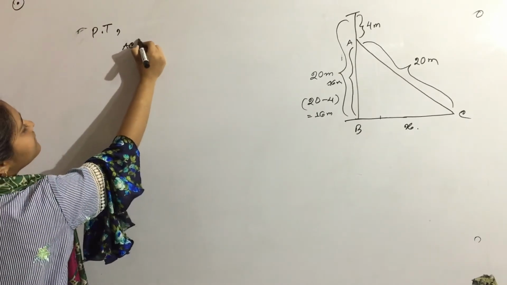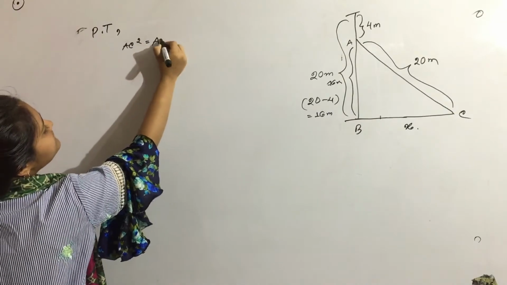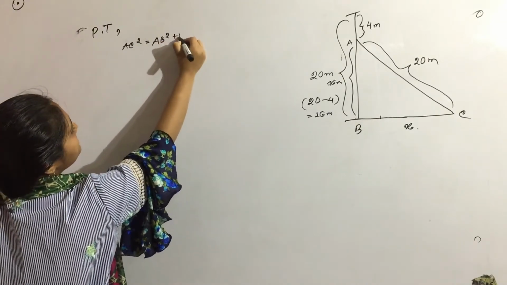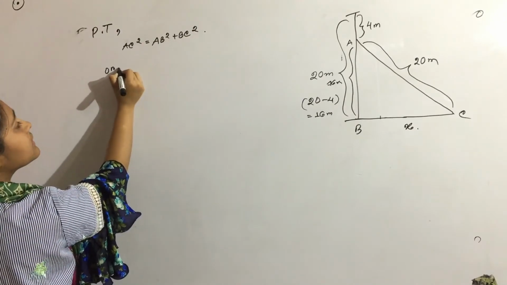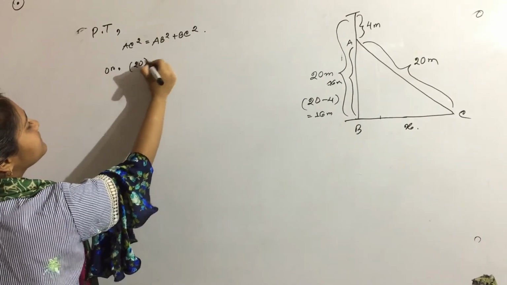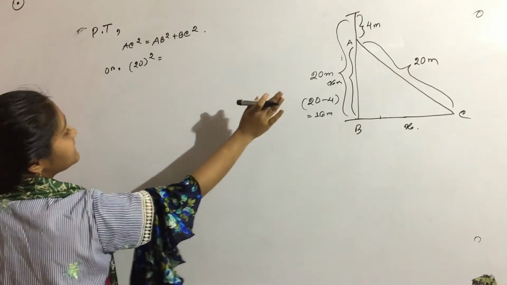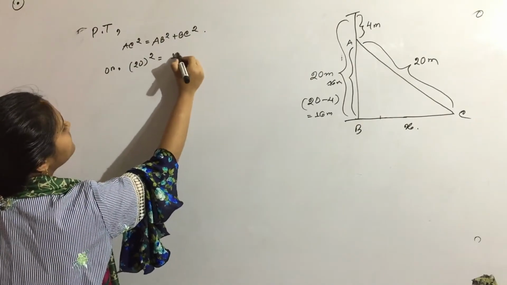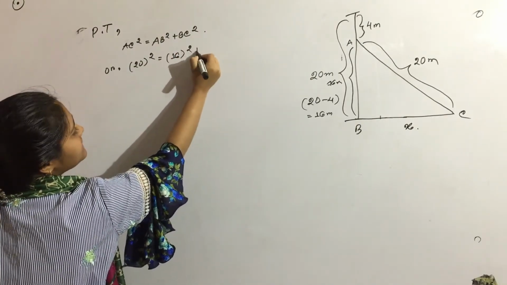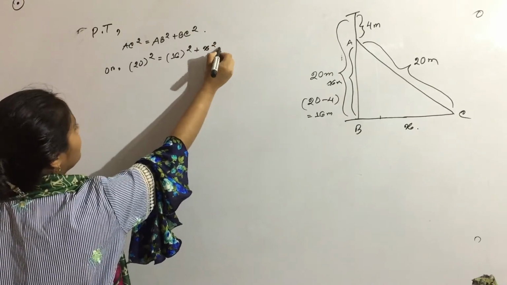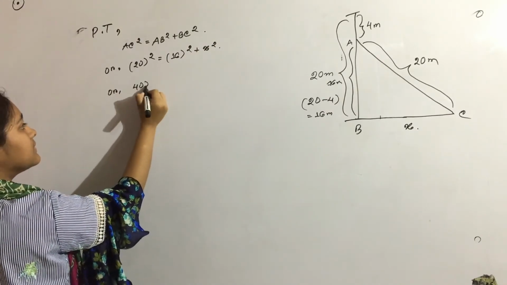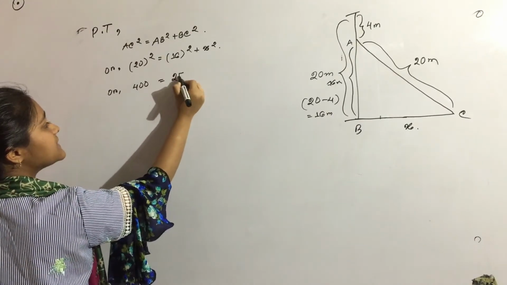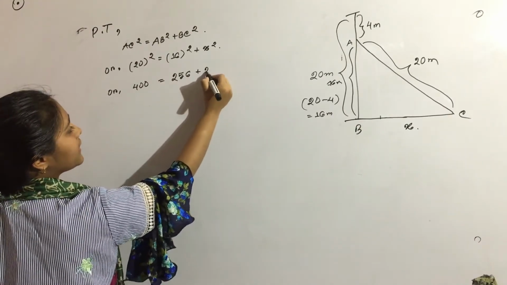AC square equals AB square plus BC square, or 20 square equals AB square being 16 meter plus BC square being x square. Or we can write 400 equals 256 plus x squared.